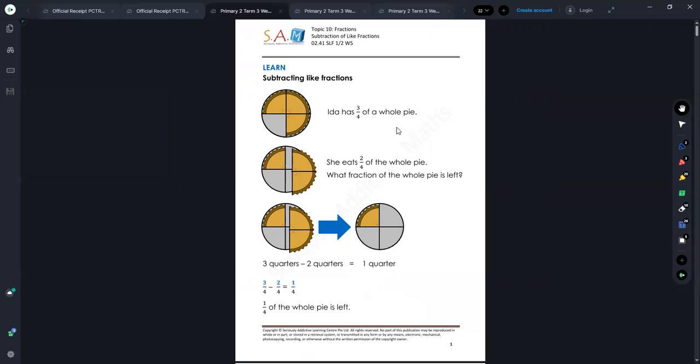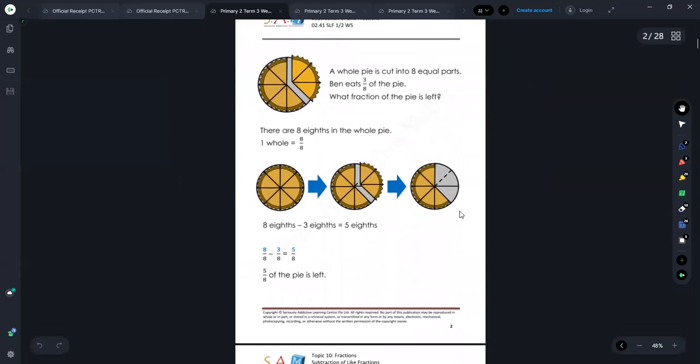For example, 3/4 of a whole pie, and then somebody eats 2/4, how many left? So again, remind them, just like you cannot add denominators, you cannot subtract a denominator from another denominator as well. So please remind the students.